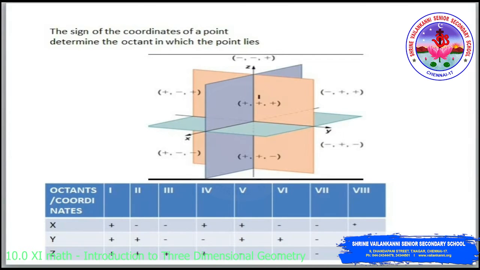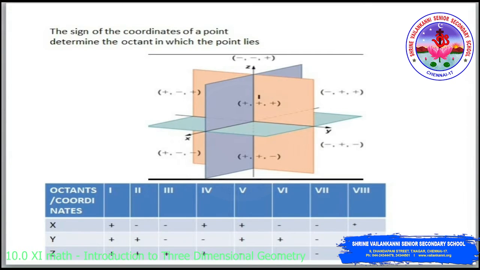In the fifth octant, x and y are positive and z is negative. In the sixth octant, we have x and z negative and y positive. In the seventh octant, all three coordinates are negative. And in the eighth octant, we have x positive and y and z negative.